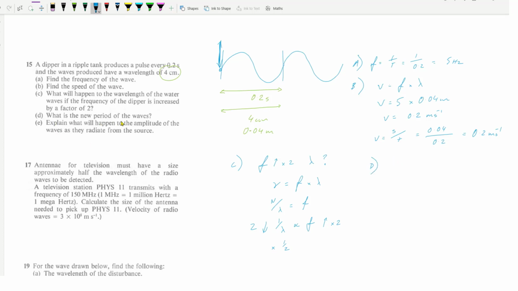Part D, what is the new period of the wave? Okay, so what's happened to the frequency? So period is equal to the inverse of the frequency, so if the frequency doubles, the period halves. Now if that's 0.02 seconds, then the period is going to be half of that, which will be 0.01 seconds.